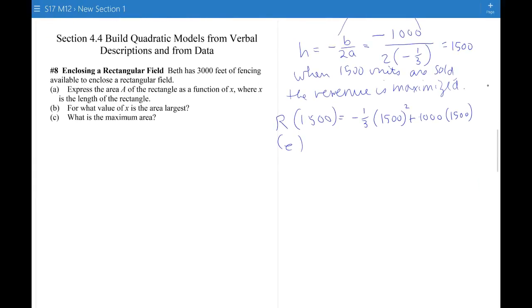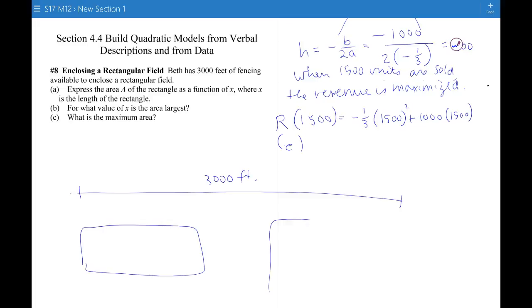Okay, the next one I just want to talk about a little bit, but I want to do it together in class. So this is a really typical kind of maximizing or minimizing problem where you have 3,000 feet of fencing. So 3,000 feet. And you want to use it to enclose a rectangular field. Well, there's lots of different shapes that will work. You could have 1,000 and 1,000 and 500 and 500, right? And that would work.